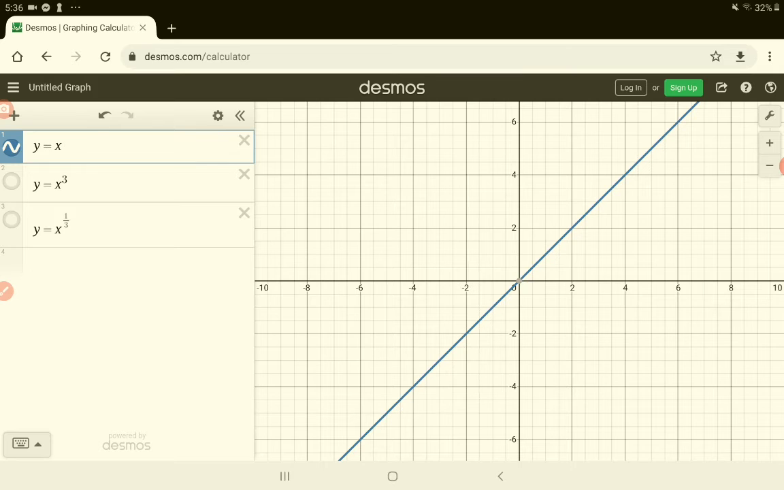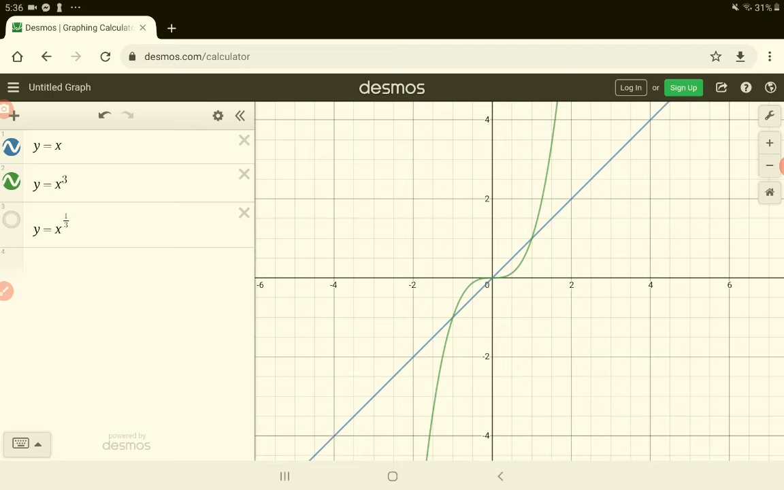So on the graph right now, I have the line y equals x. Most basic line I could ever have. That line is going to act like our mirror, okay? And around that line, I'm going to graph y equals x cubed, so our cubic function, in green there, and our cube root function in purple.